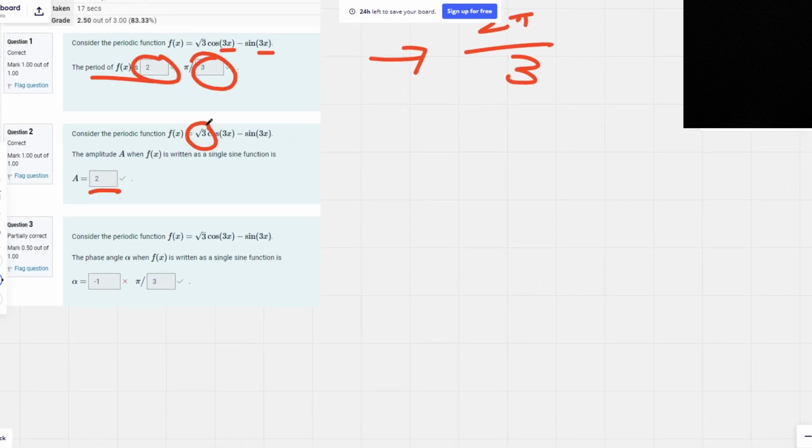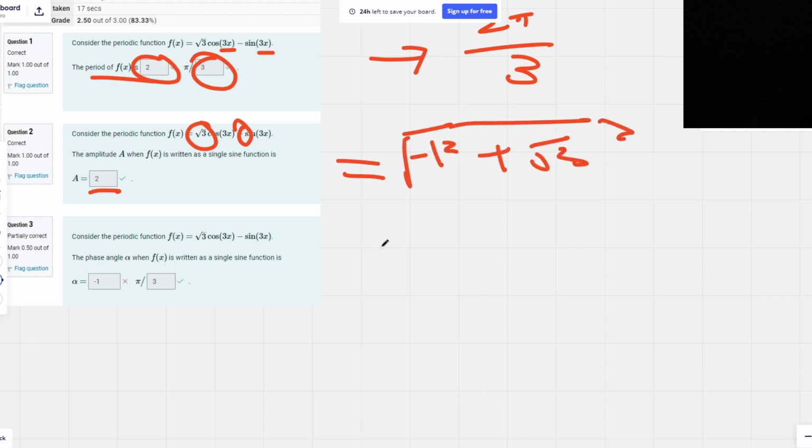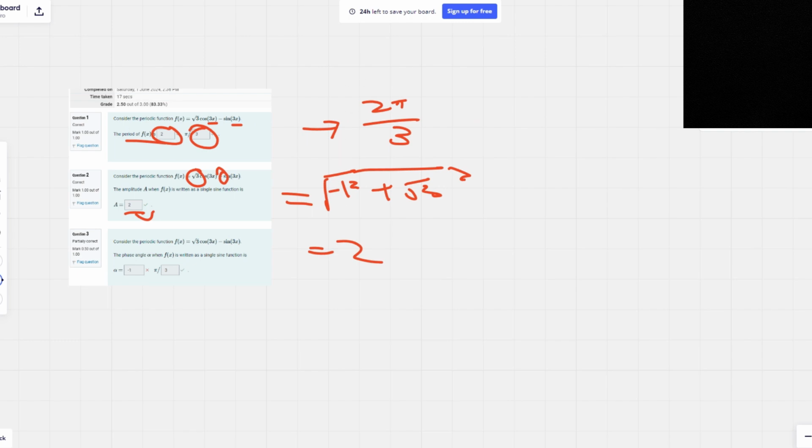The amplitude is really just Pythag. These two values, so -1 squared plus root 3 squared, which is root 4, which should be 2. So it's 2. Okay, now to get into a deeper process, right?